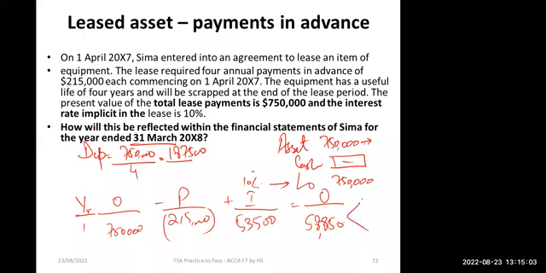So out of this, current liability will be the installment amount, 215,000. And non-current liability will be the difference amount.